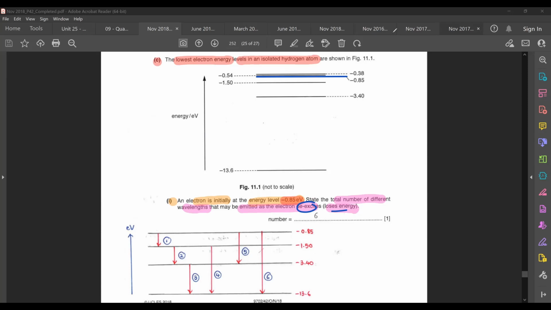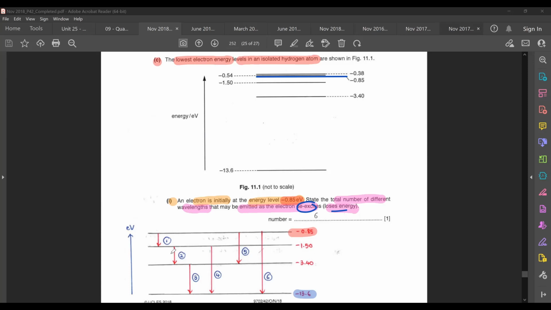You recall just now I mentioned to you, as your electron goes down to a lower energy level, it will tend to emit a photon of a certain energy, and the energy will be equal to the difference in your electron energy levels. So the question now wants you to state how many different wavelengths or how many different transitions downwards can you get. So you look at the workings already stated below here. If you are at negative 0.85, you want to go down all the way to negative 13.6. What are the different ways in which you can go down?